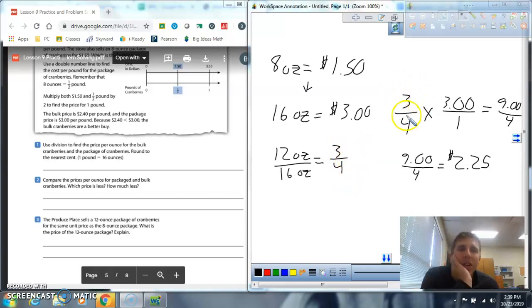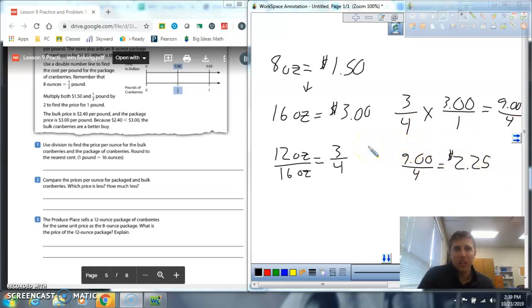So we took that 3/4 of a pound. So 3/4 of the $3 that a pound costs. We want to find 3/4 of the $3 price of a pound. And we multiply straight across with these fractions. We get $9 divided by 4 on bottom. Okay? And $9 divided by 4 gives you $2.25. Okay? So that's the actual price that it would be, $2.25.